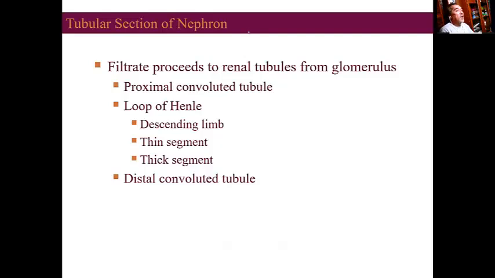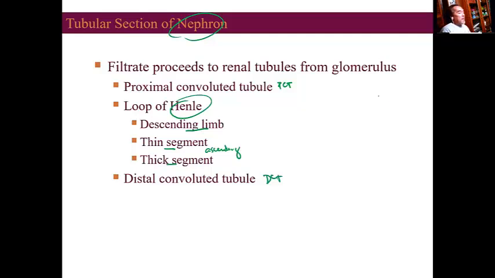The sections of the nephron: we talk about the PCT, the proximal convoluted tubule. From the Bowman's capsule, we get the proximal convoluted tubule. Then from there, it goes to the loop of Henle, which has the descending limb and the thin and thick ascending limb. Then it becomes your DCT, the distal convoluted tubule.